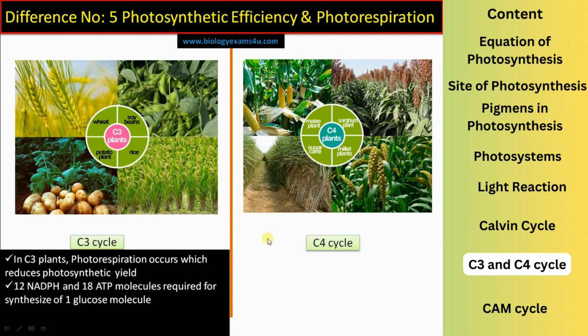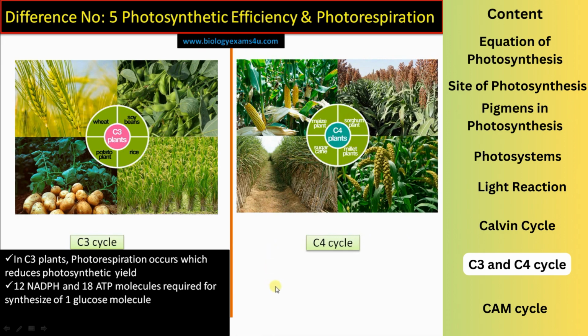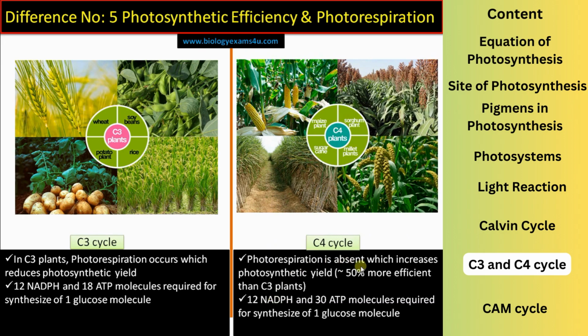The C4 cycle is an adaptation, whereby photorespiration is completely nullified or absent. That increases the photosynthetic efficiency, yielding approximately 50% more efficiency than a C3 plant. C4 plants are well adapted to survive in dry habitats.